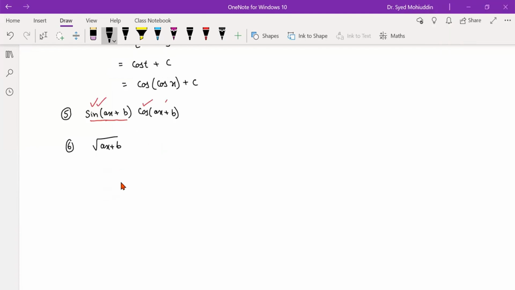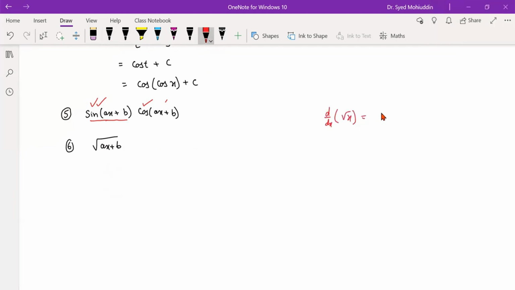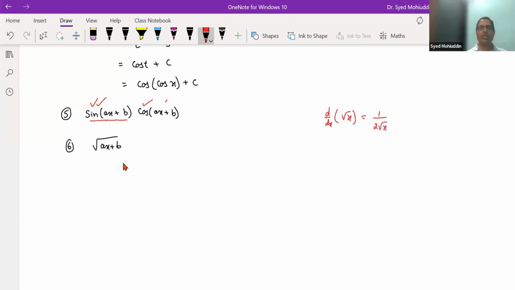So in this case, because we are having a square root, we know the differentiation of the square root value, d by dx of root x, right? Which is nothing but 1 by 2 root of x. So using that process over here, inside the root, whatever value is there, I'll take that value to be equal to t. A slightly different problem.